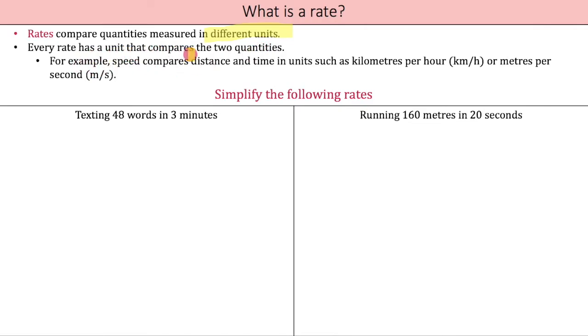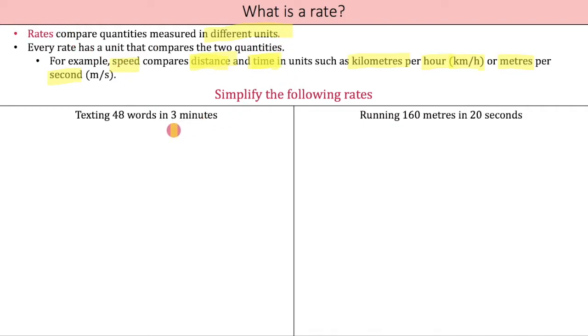So every rate has a unit that compares two quantities. So the rate that you're probably most familiar with is speed, because speed compares distance and time. So when you're in the car, you think of your speed in terms of kilometers per hour, and we could write it like this. Or when you're running, you might measure your speed as meters per second. So two different units. So you've got a distance and you've got a time. So the most important thing is rates is two different units.